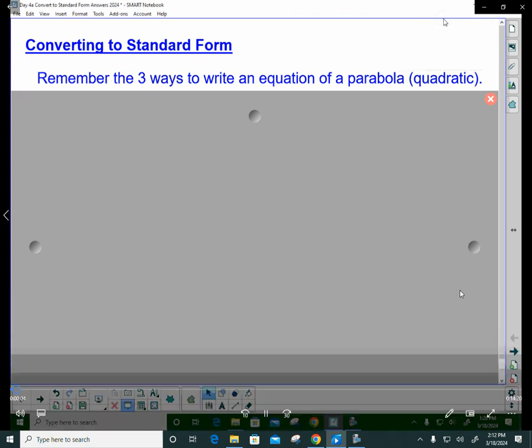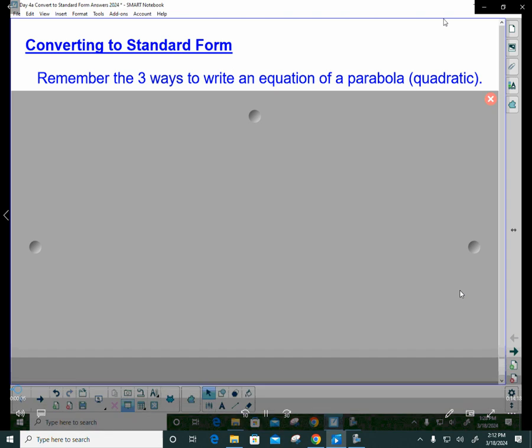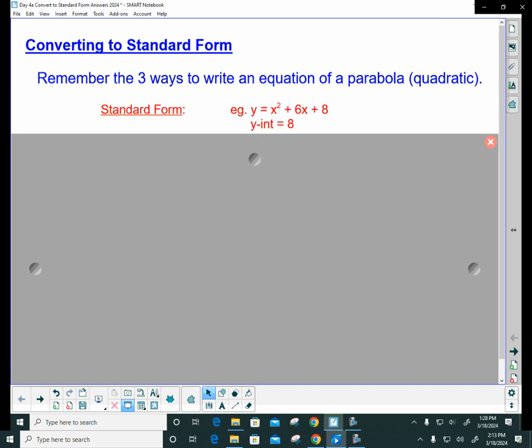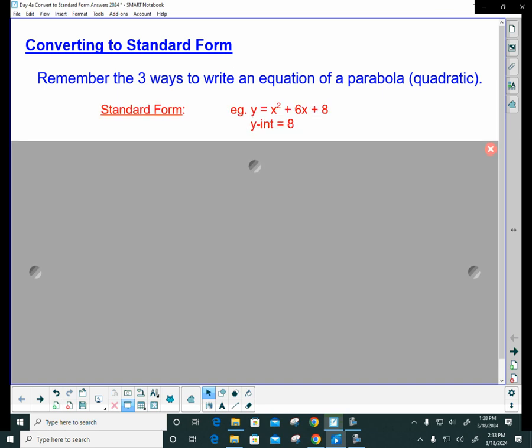In this video, we're going to talk about converting to standard form. So remember that there are three ways to write equations of parabolas or quadratics. And the way we're going to talk about today is standard form. With standard form, the equation in this example is x squared plus 6x plus 8. It's the way we're probably used to seeing it.